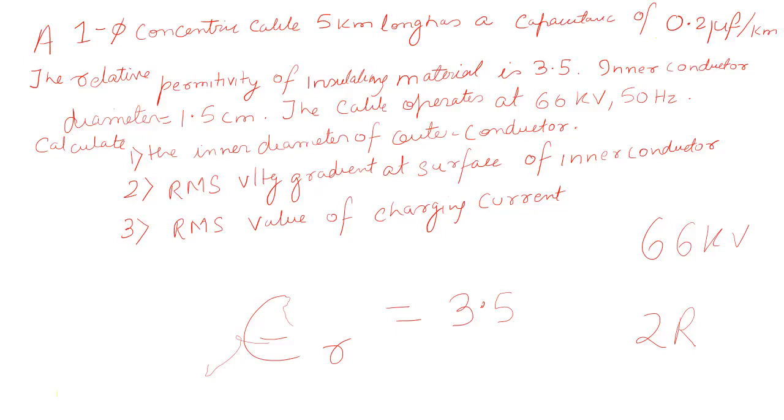Next, it asks for the RMS voltage gradient at the surface of the inner conductor, that is E of r. And then it asks about the RMS value of the charging current, that is Ic.